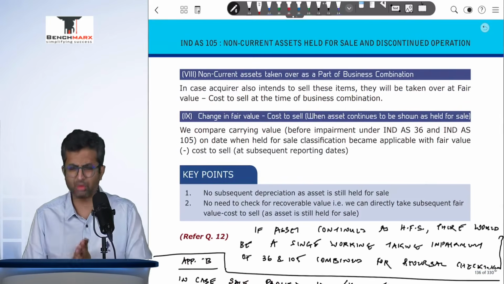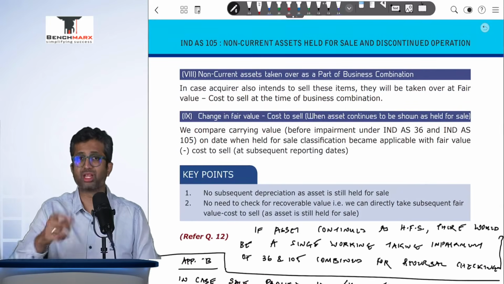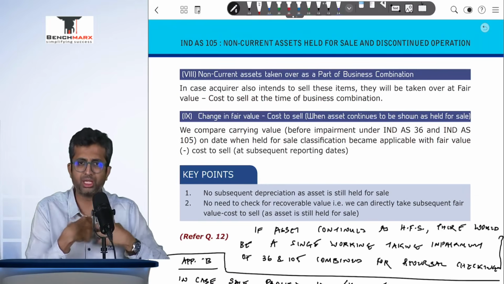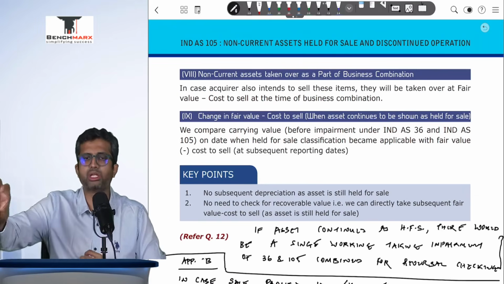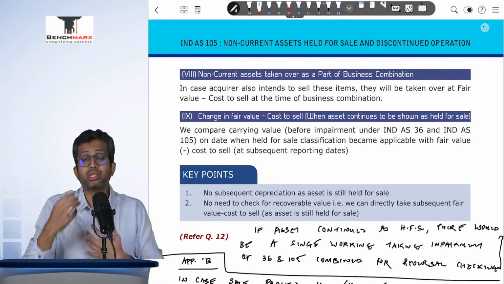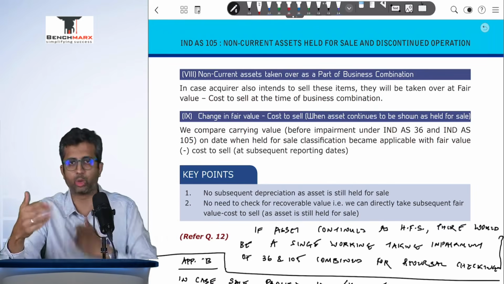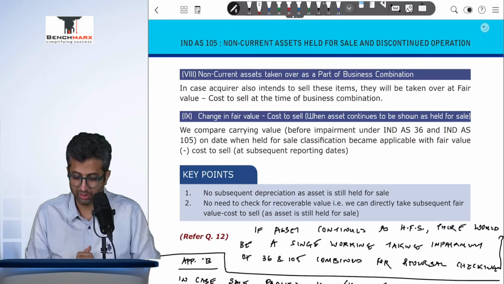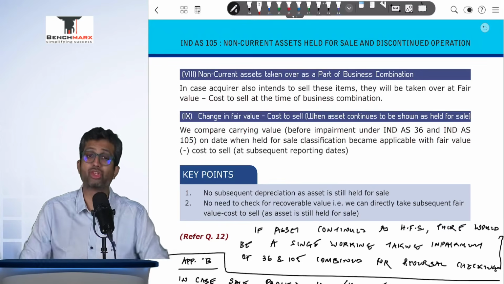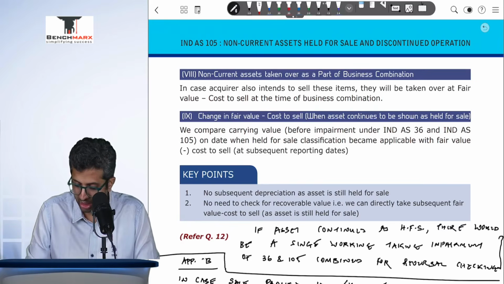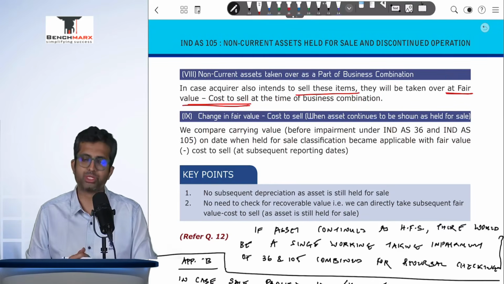Okay, then there are a couple of special cases. In case of a business combination, if there's a non-current asset held for sale which is acquired as a part of a business combination. So if you are a parent P acquiring a subsidiary S, and the subsidiary intends to sell some non-current assets, they showed it as held for sale, parent acquires it, then Ind AS 103 will apply, and 103 says you take over assets and liabilities at fair value. However, if there is a particular item which is a non-current asset held for sale which is taken over as a part of business combination, then you will take it over at fair value less cost to sell and not just fair value. So if the acquirer intends to sell these items, you take it over at fair value less cost to sell even at the time of business combination.